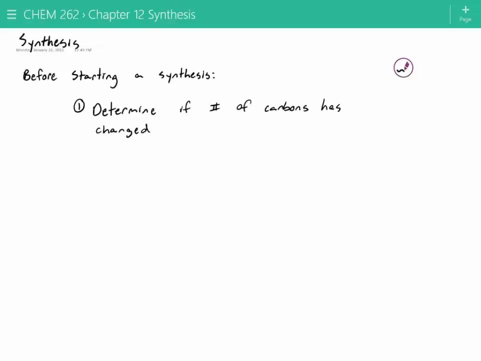Oftentimes in synthesis problems, there will be some sort of guidelines as to where you can start. It'll say you can start with any reagents that are 2 carbons or less, or 4 carbons or less, or it will even give you a starting material or reagent that you have to use, and then you have to go from there. But you need to account for all of your carbons during the synthesis. Don't gain or lose one by accident.